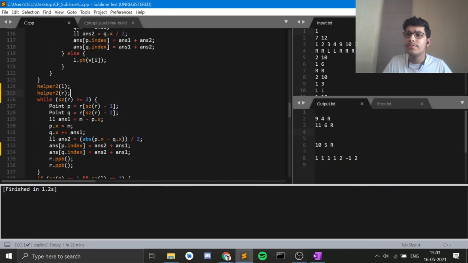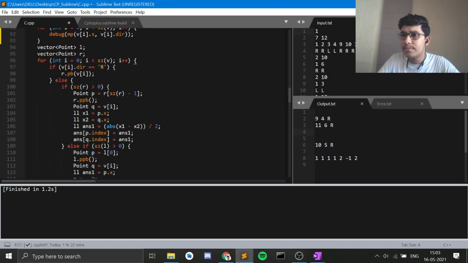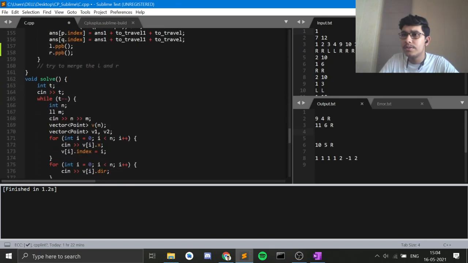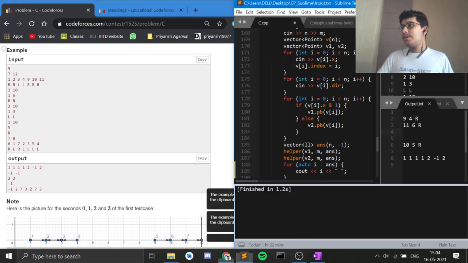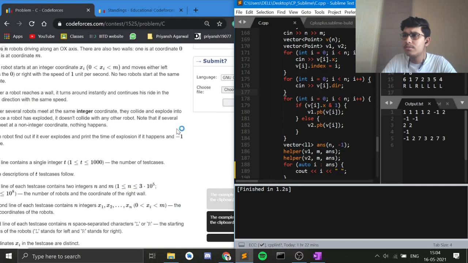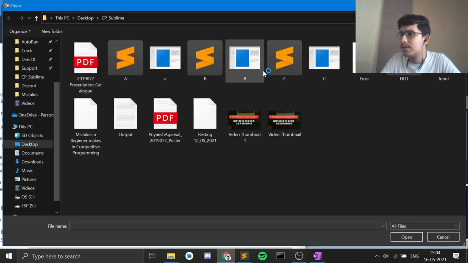Okay, this seems to be fine. Let's remove this, or rather let's just remove this and see if I'm calculating the answer at every point correctly. Answer 1 plus answer 2, yeah. Okay, let's try to run it for the whole thing. So the answer seems to be fine and I'm submitting now. I think it should work. I've covered all the cases.